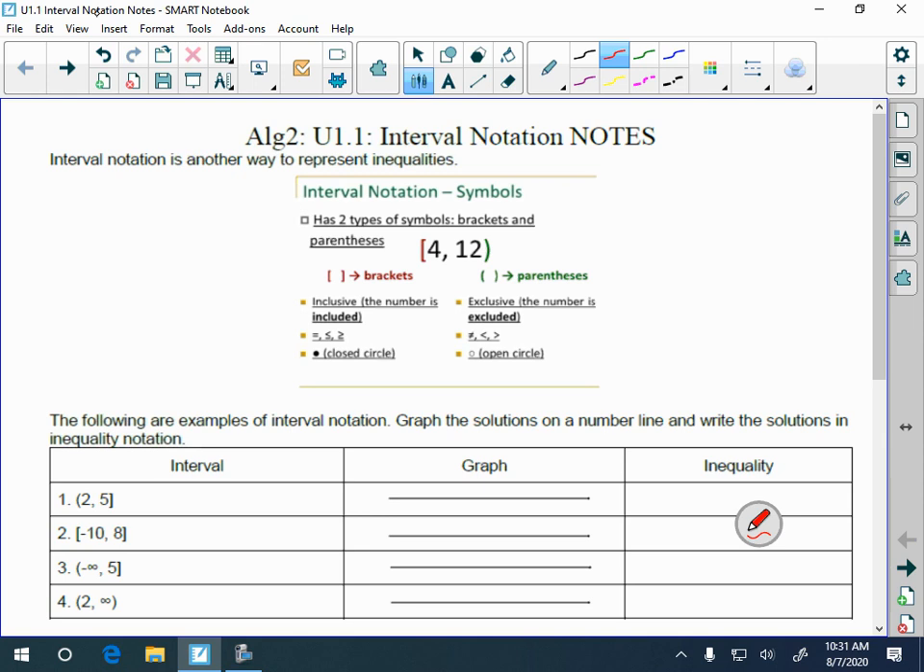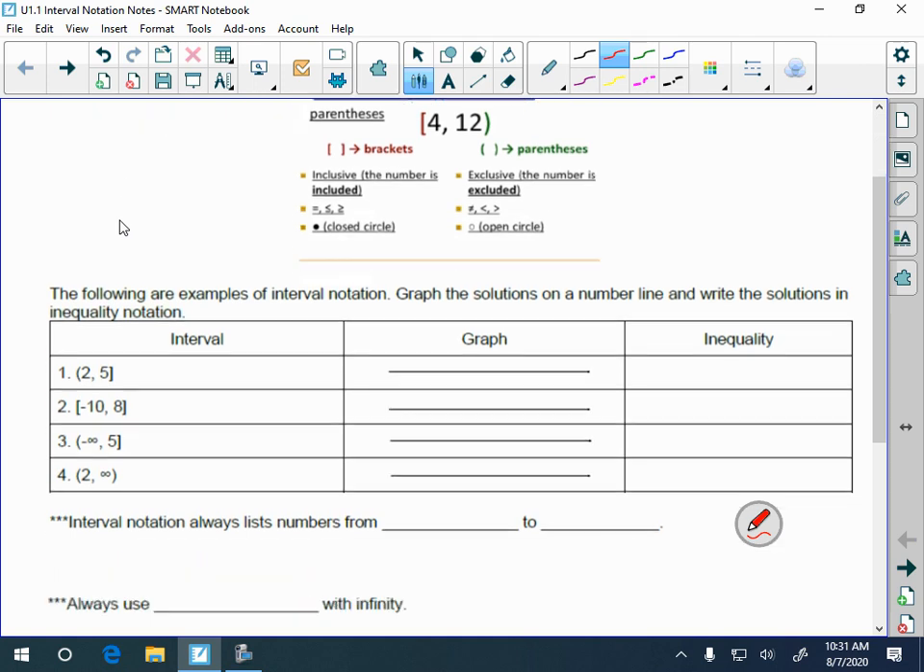The following are examples of interval notation. Graph the solutions on a number line. I put some number lines in to start out so I didn't have to spend time on messy number lines, so you can go ahead and put those in. Then we'll write the solution in inequality notation. We're going to practice, given interval notation, first giving the graph, and then also giving the inequality notation.